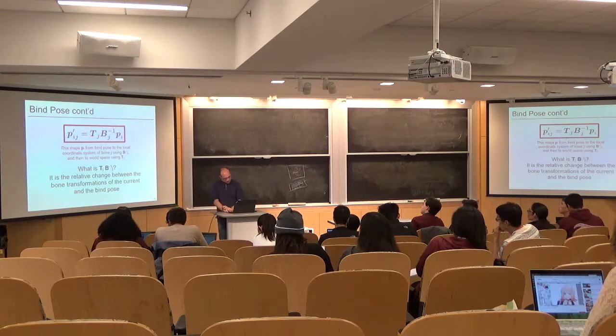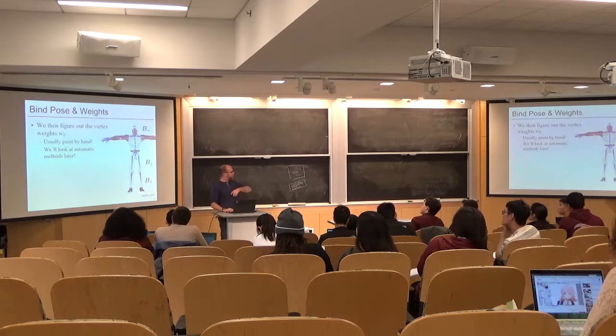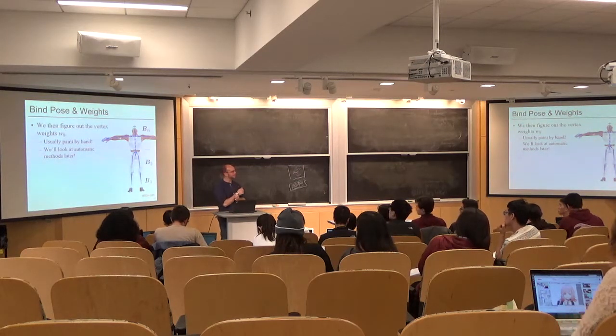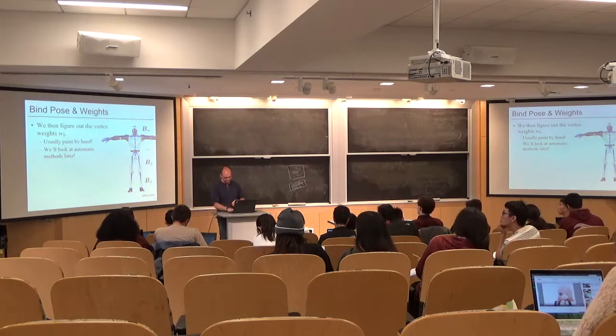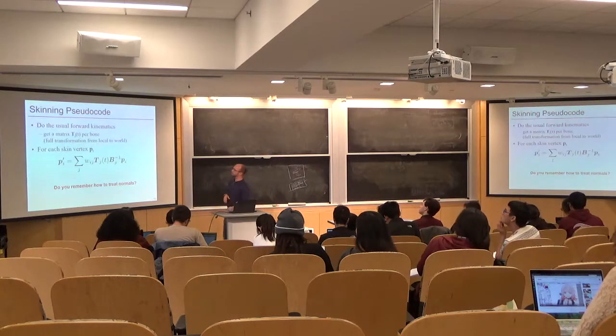Right. So a few details that we skipped over. One is how do you actually get the vertex weights? We're going to assume that somebody just painted them by hand. We'll talk very briefly about some automatic methods, but that's not really a focus in our class. And so really at the end of the day, here's our pseudocode.